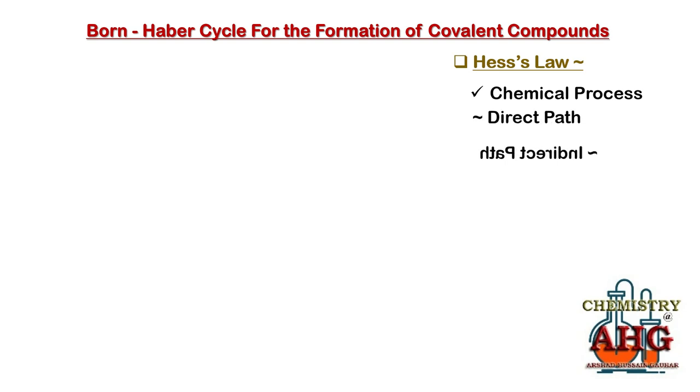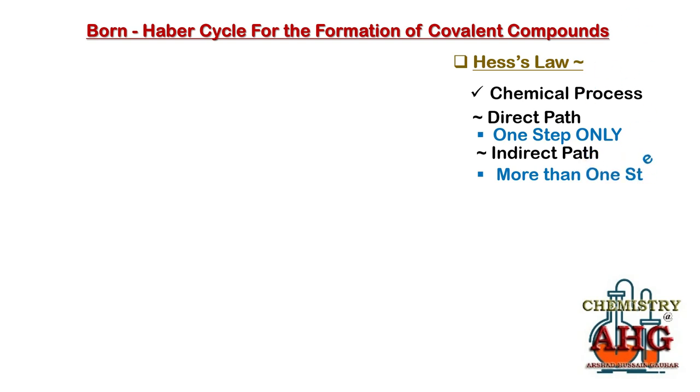So, what is the difference between direct and indirect path? Whenever a chemical reaction is completed using one step only, we call it direct path according to Hess's law. And if a chemical process needs two or more than two steps for its completion, that is known as indirect path. So one thing we must remember is that every chemical process can be completed using two different paths, direct path and indirect path. Direct path would involve one step only, and indirect path would involve more than one step.